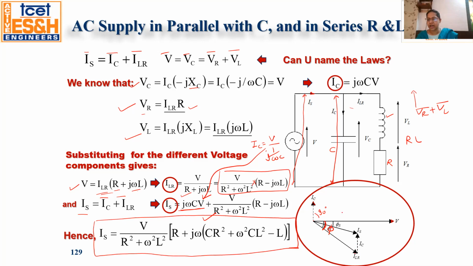So this is ILR and this is IC. And when we take the resultant of these, it will give the value of the complete IS. So this is IS, and this is the addition of ILR plus IC. It will give the supply current IS.